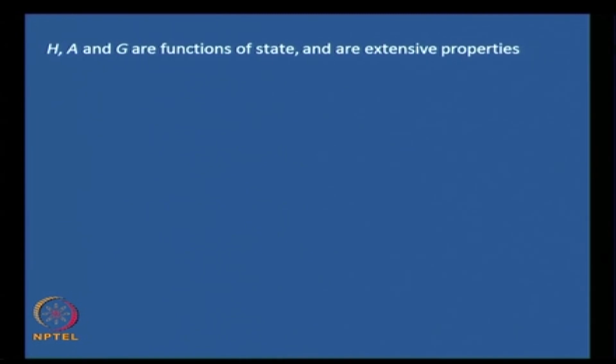H enthalpy, A Helmholtz free energy, and G Gibbs free energy are functions of state, which means their value depends only on the state of a particular system, and these are extensive properties, by which we meant that the value of the property depends on the amount of material that is present, and these properties are also additive with the amount of material. You put in more material, the value of H will go up, the value of A will go up, the value of G will go up, and so on.